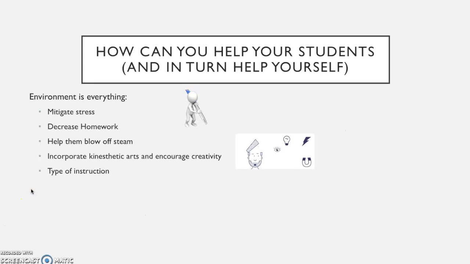But how can you help your students and then in turn help yourself? First of all, environment is everything. Like we said, you need to first establish that positive student-teacher relationship. Then you need to establish an environment where the student feels safe. You need to help them mitigate stress. Decrease your homework load. Sometimes these students might have after-school jobs so they can help their parents. They might not be able to go home right away. They might have to go with a parent to work until that parent can take them home. So just keep that in mind. Maybe incorporate homework time during your class. These little steps show students that you're taking initiative to help them in their daily matters.